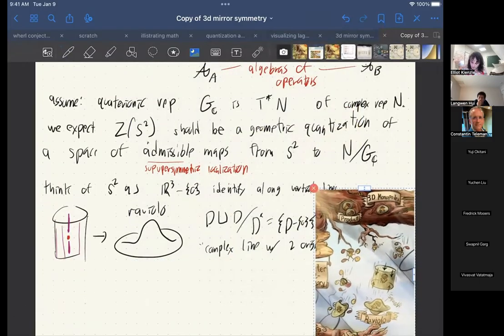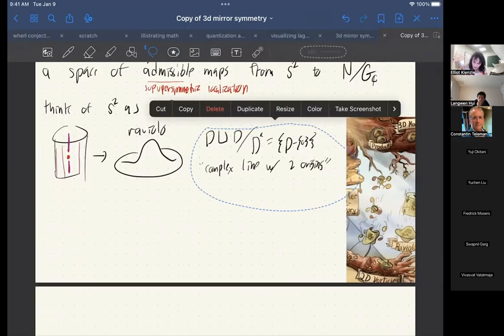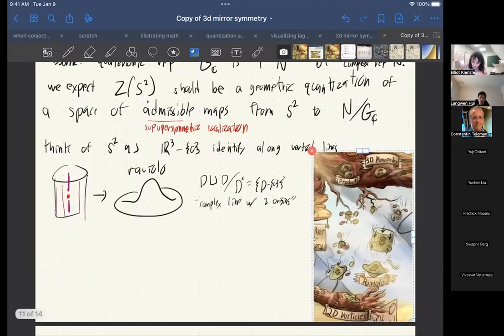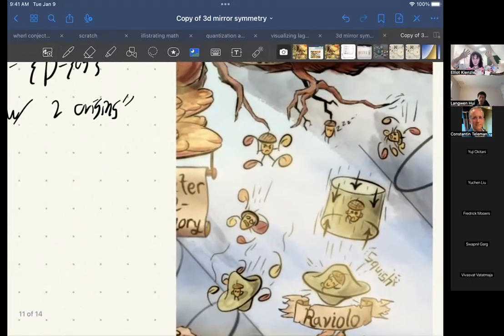Let's put you in. Come on, come on. Oh, let's make more space. There it is. Our acorn is pulling together the space around it and has ended up trapped in the raviolo.